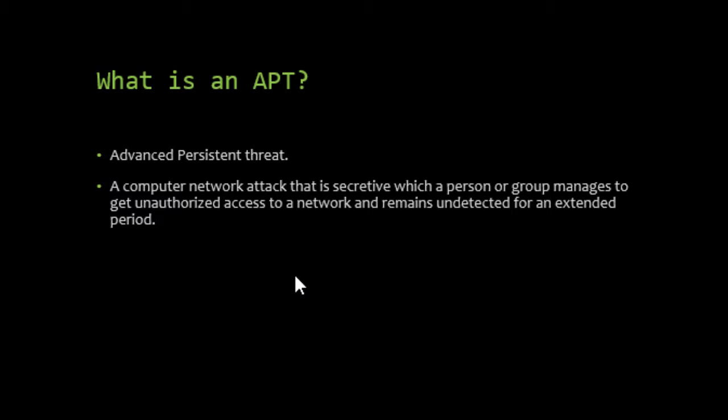What is an APT? An APT is an advanced persistent threat. It's a secretive computer network attack in which a person or group manages to get unauthorized access to a network and remains undetected for an extended period of time.